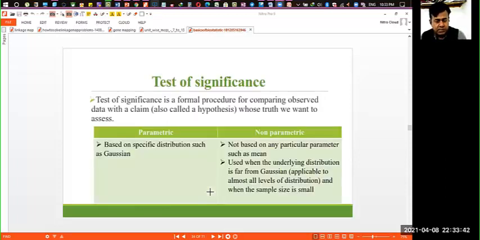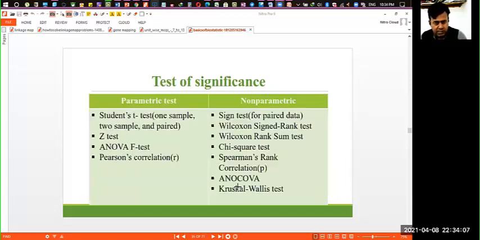And what is the test of significance? There may be two types of tests of significance: parametric and non-parametric. And what is parametric? Based on a specific distribution, such as the Gaussian curve, it is calculated. And then non-parametric is not based on any particular parameter such as the mean. So it is used when the underlying distribution is far from Gaussian, is applicable to almost all levels of distribution, and when the sample size is small.